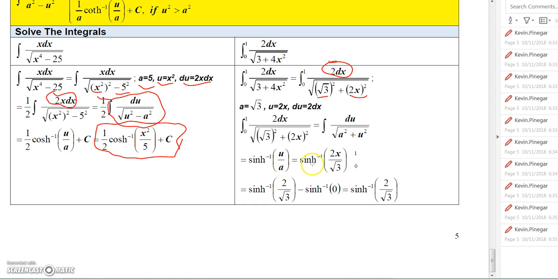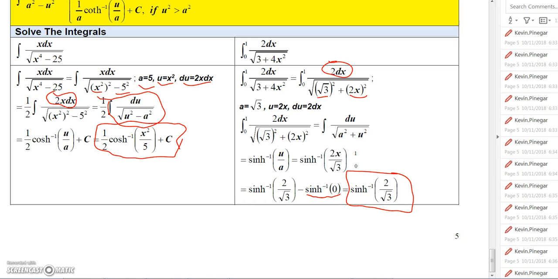And then so I have the inverse hyperbolic sine, since u is 2x and a is square root of 3, of 2x over square root of 3. And I'm evaluating it from 0 to 1. So if I plug 1 in, I get the inverse hyperbolic sine of 2 over square root of 3, and then minus the inverse hyperbolic sine of 0. And actually the inverse hyperbolic sine of 0 is 0, and so the answer is the inverse hyperbolic sine of 2 over square root of 3. Okay, so you'd have to use a calculator or a computer to get that answer.